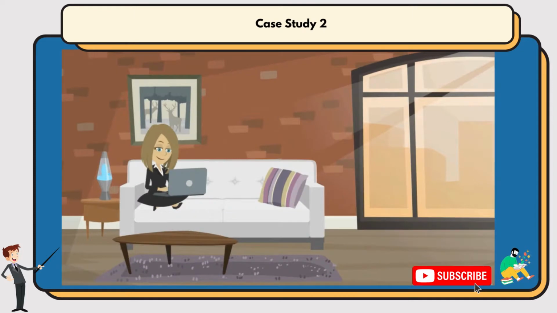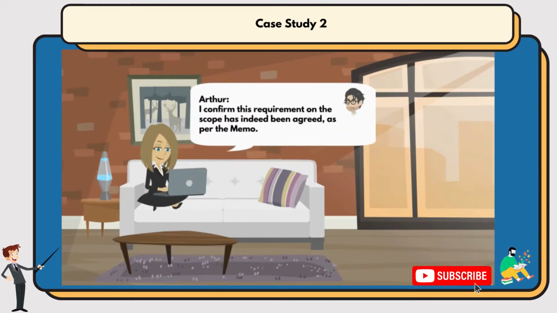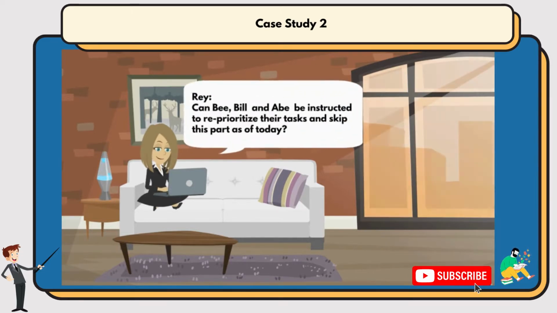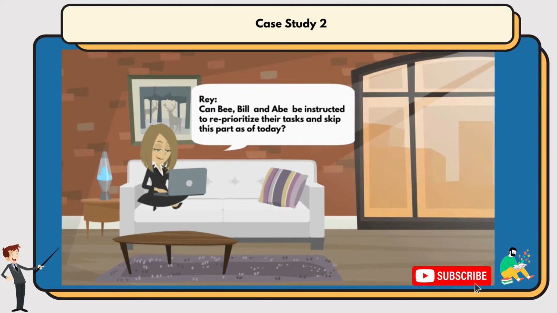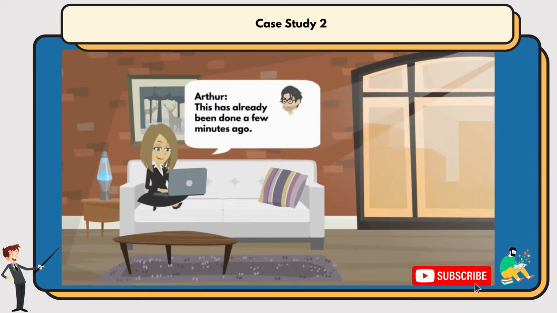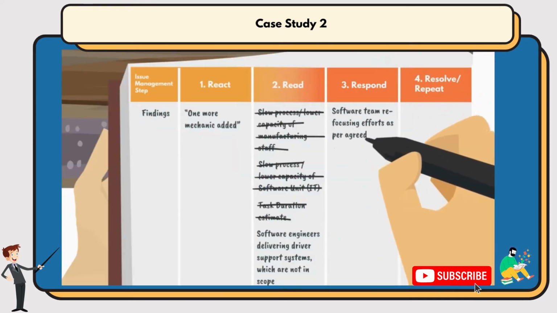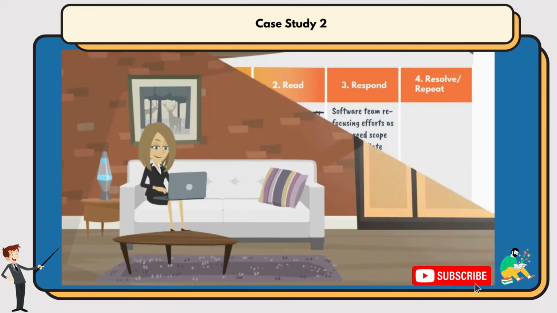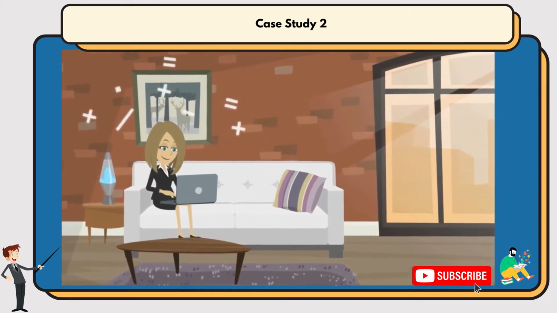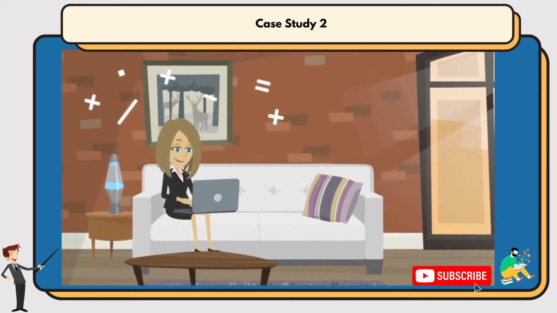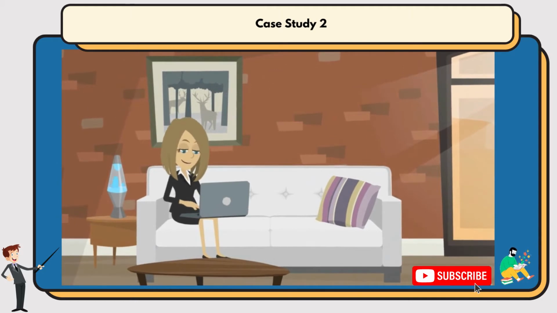In the afternoon, Arthur replies, confirming this requirement on the scope has indeed been agreed as per the memo. Ray knows the next step is to implement the solution and asks if B, Bill and Abe can be instructed to reprioritize their tasks and skip this part as of today. Arthur confirms this has already been done a few minutes ago. Great. Ray goes back to her project plan and Gantt chart. She quickly calculates when the car production will finish if the IT guys can now move quicker.